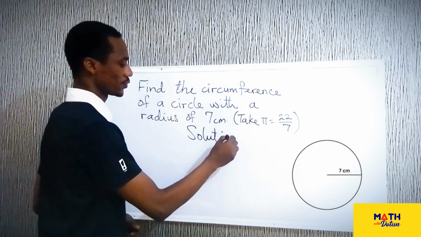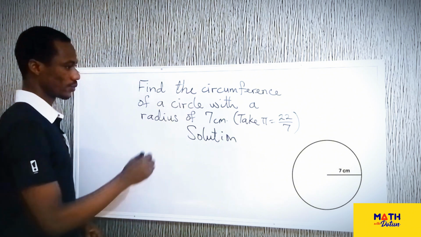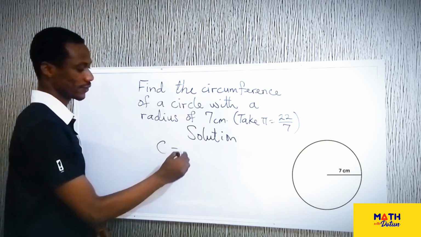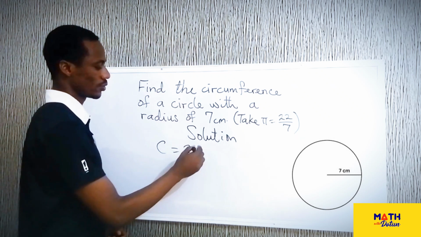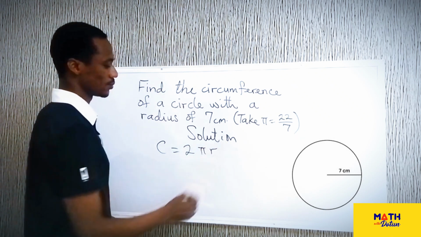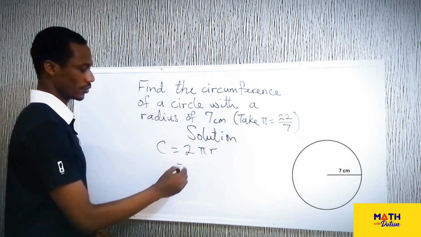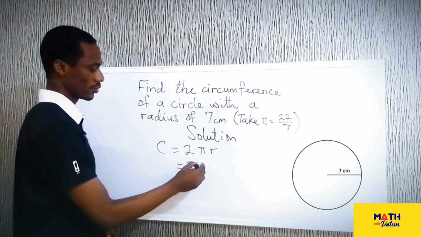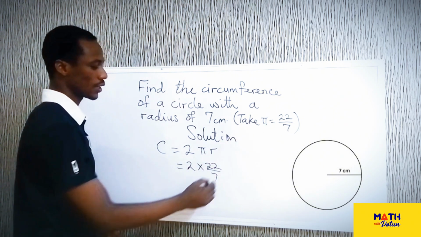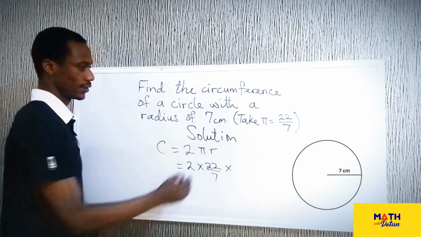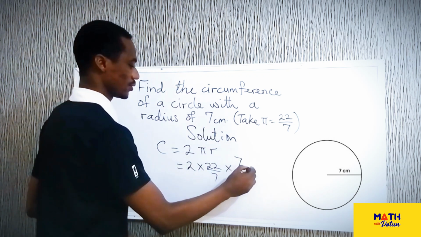The first thing is for us to recall the formula. So what's the formula for calculating circumference? Since we are using radius, that would be 2 times pi times radius. And then we substitute a value. The pi given to us is 22/7, and then the radius is 7 centimeters.